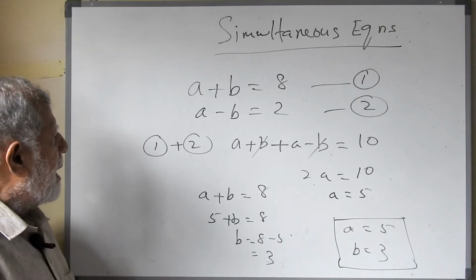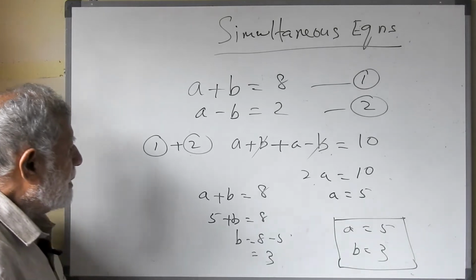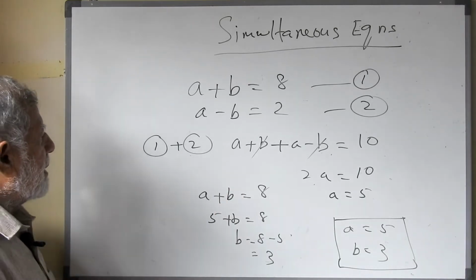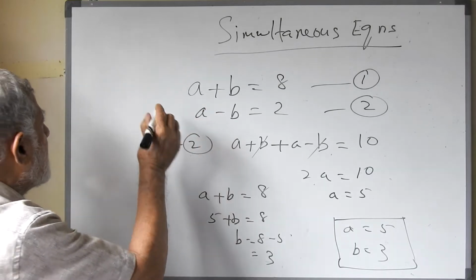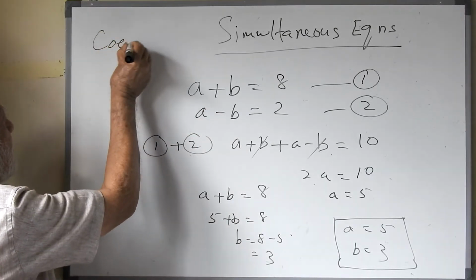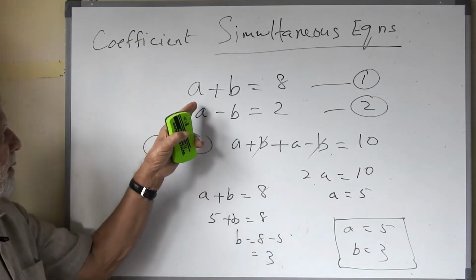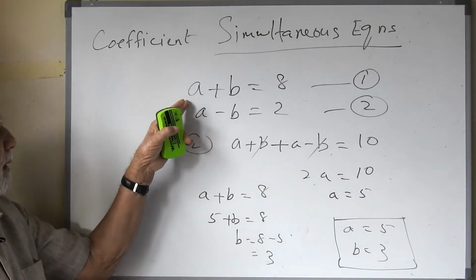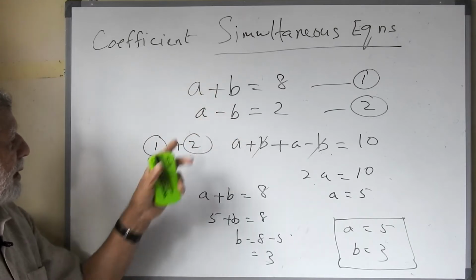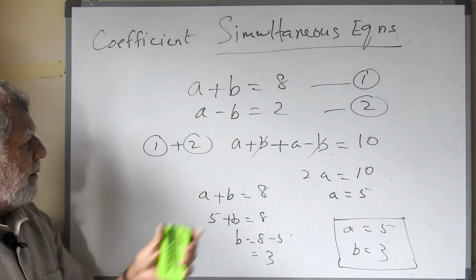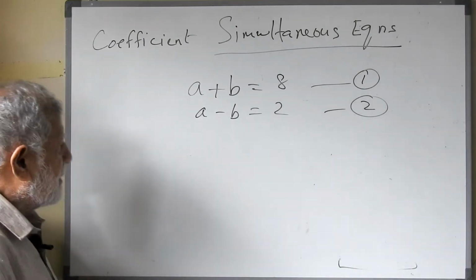Now what did we do here? We added the two equations, and by adding we noticed that the B gets cancelled. You must also know the word coefficient. Coefficient means the number for the unknown. Now for A, the number is 1, 1A. Here also 1B. Here all the numbers for the unknowns are equal. So maybe that's the reason why it got cancelled. We'll take another example. Same equations, we'll subtract and see.